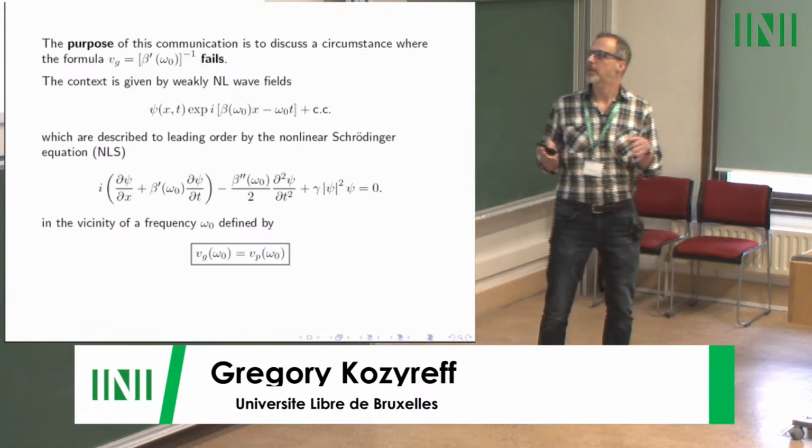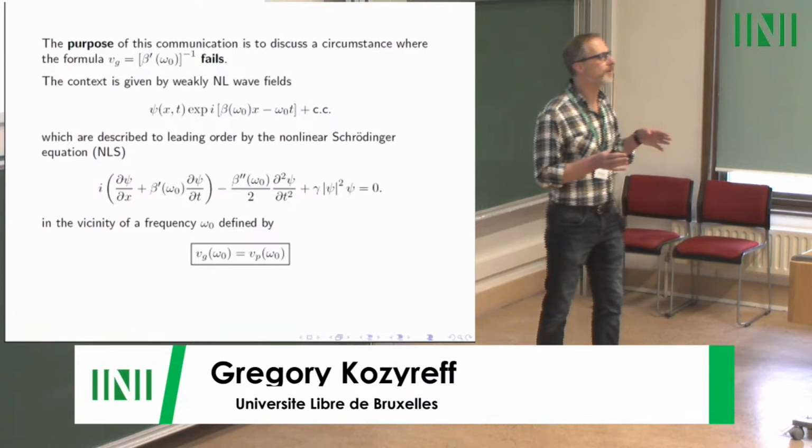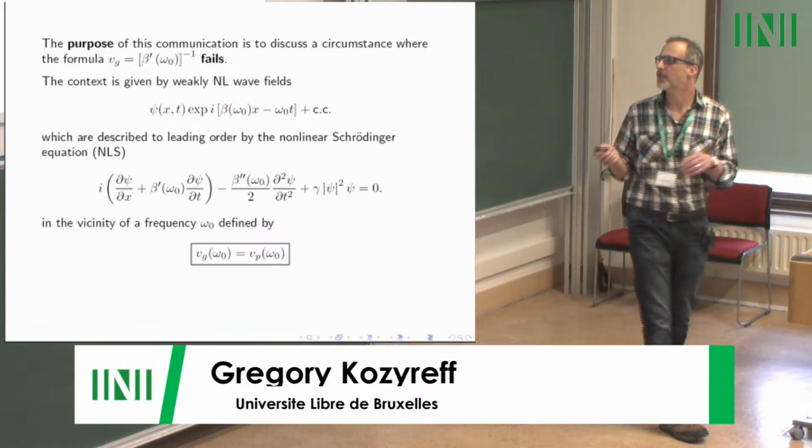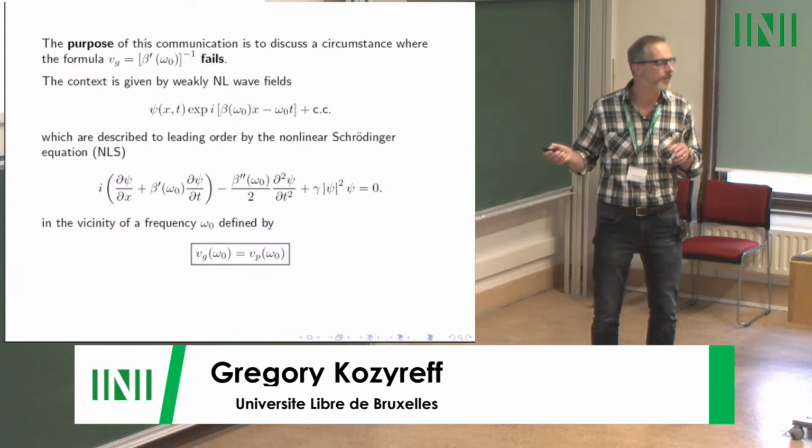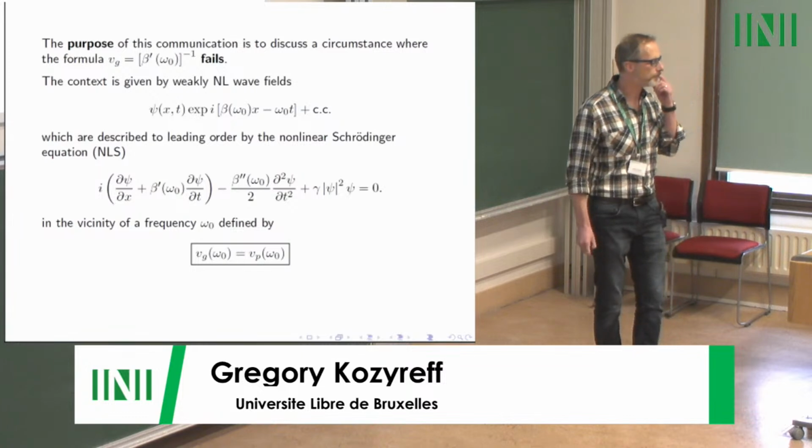So don't panic. The formula for the group velocity mostly remains valid. It's only in an exponentially small velocity vicinity of this working point that things change.